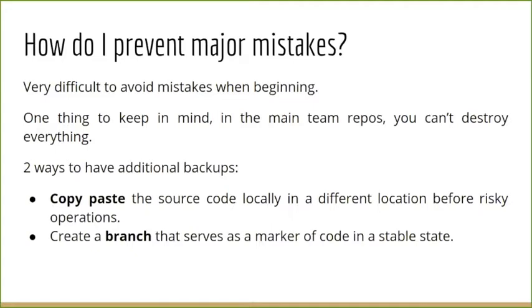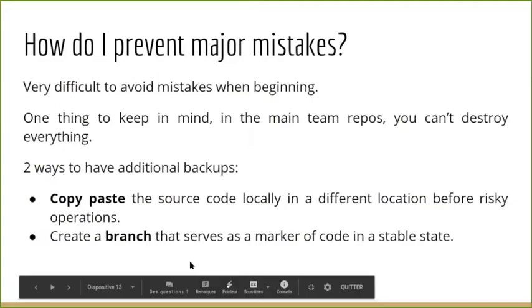Of course, when you do that, you should pay attention that you copy paste everything that you need. This is also something that can go badly. Another way to prevent a big mistake is to create a branch that will serve as a marker of the code in a stable state, or you can also create a tag. However, one thing that you should keep in mind is that in the open source repos, if you have forked it, you cannot really destroy everything in the main repo. And so you can always revert at least to the state of the main team repo.